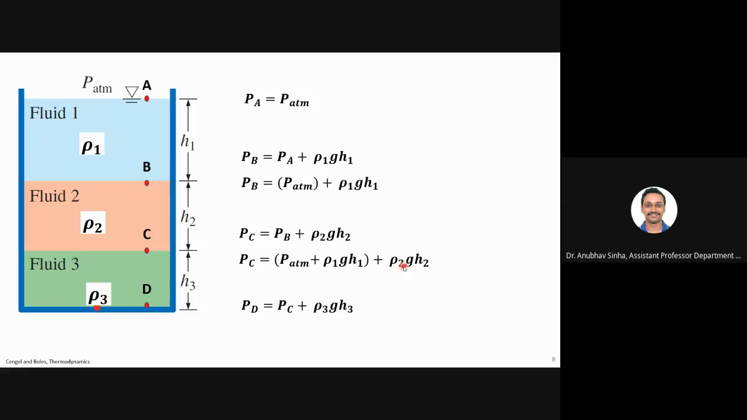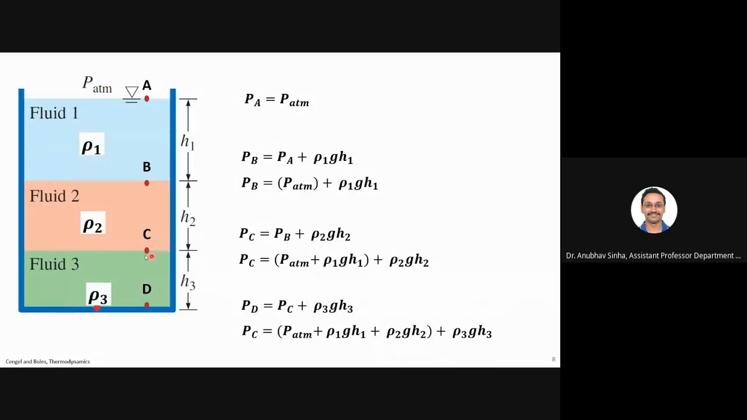Similarly, point D will also be calculated using PC. You can also use PB or PA, whatever is known to you, plus add the rho GH. So let us say I know PC, I will add rho 3 GH3. And if you substitute PC from here, this is how it will look.